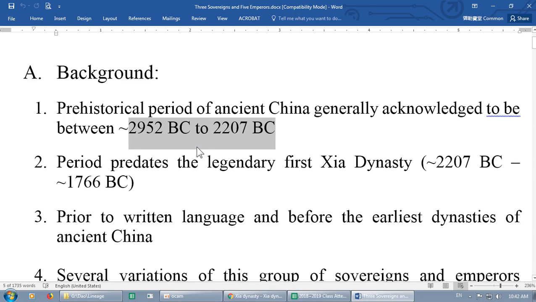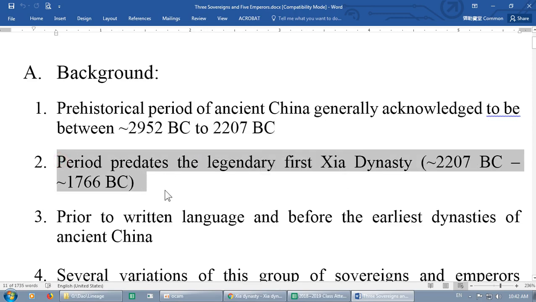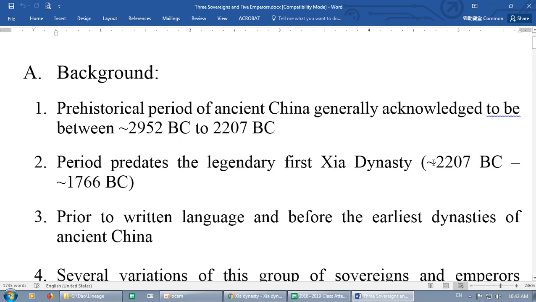This is before the 24 dynasties. That's why I say this period predates the legendary first Xia dynasty, which is roughly towards the end of Egypt's 9th to 12th dynasty, something like that. Roughly. And by the way, this also predates the Trojan War.